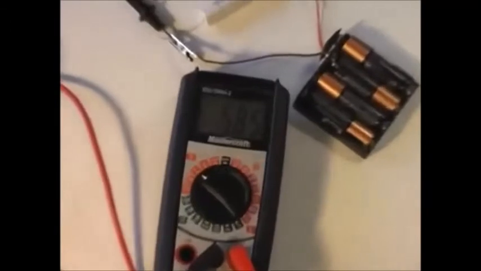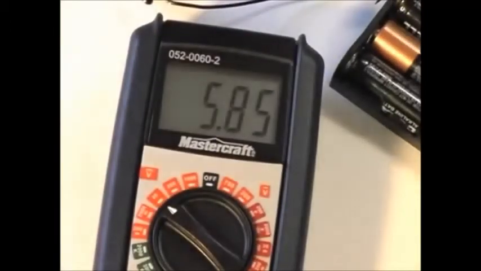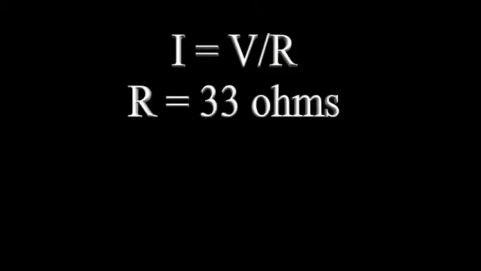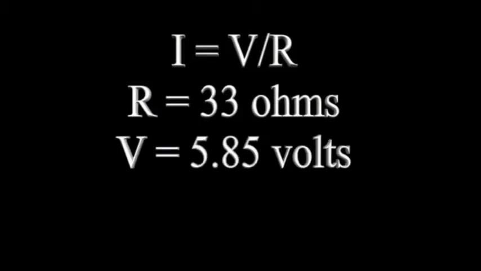The voltage drop across this resistor is 5.85 volts. Now that we know voltage and resistance, we can use Ohm's law to determine how much current is flowing in the circuit. We will use I equals V divided by R. Current equals voltage divided by resistance. We know that R is 33 ohms and V is 5.85 volts.